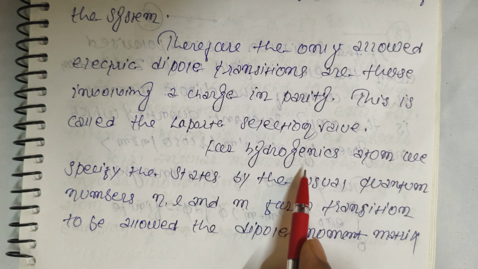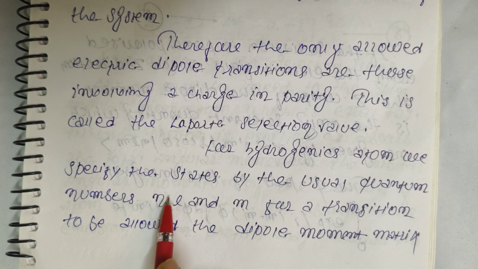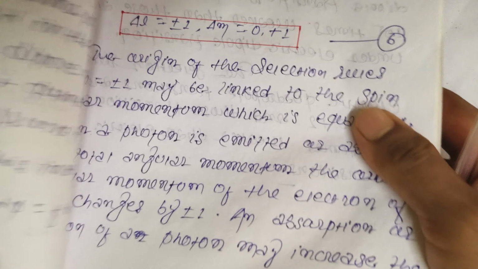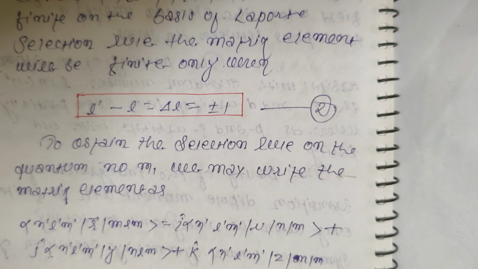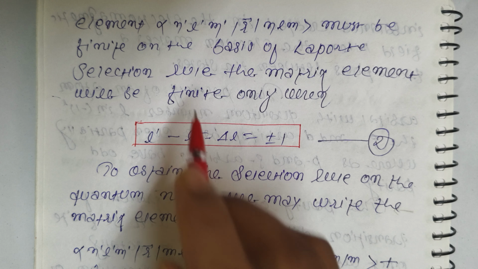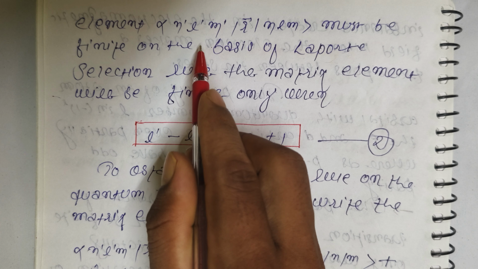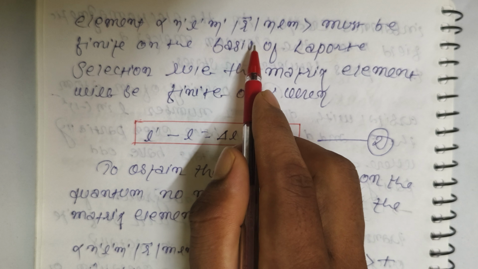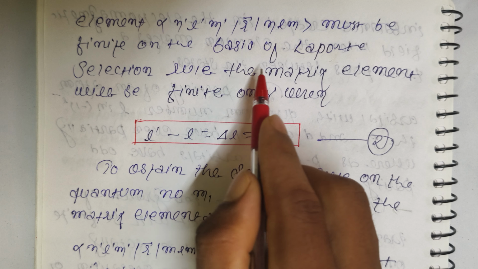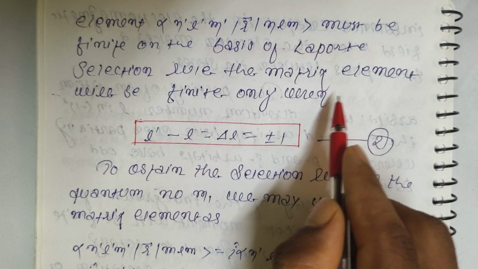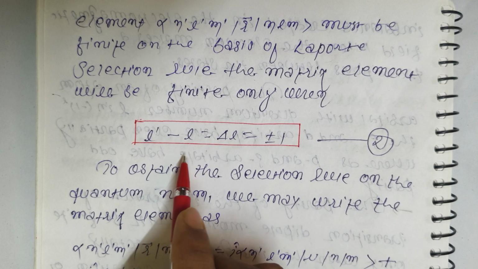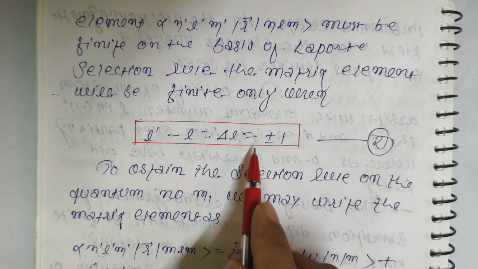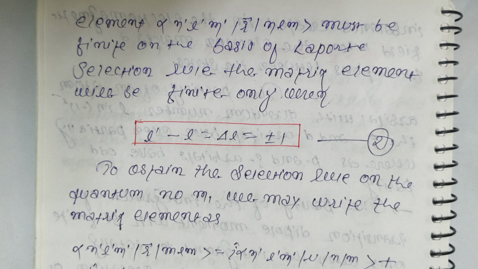For a hydrogenic atom, we specify the states by the usual quantum numbers n, l and m. For a transition to be allowed, the dipole moment matrix element ⟨n' l' m'| r |n l m⟩ must be finite on the basis of the Laporte selection rule. The matrix element will be finite only when l' minus l is equal to Δl is equal to plus or minus 1. This is equation 2, friends.